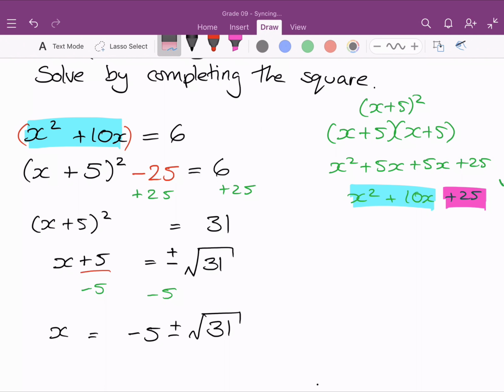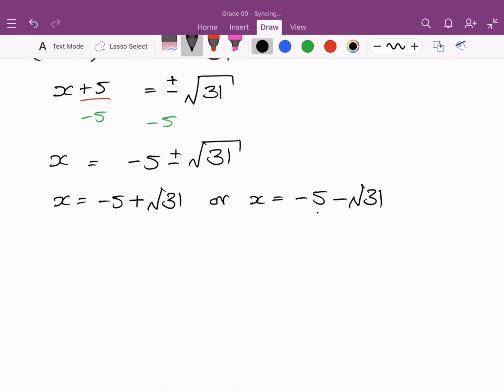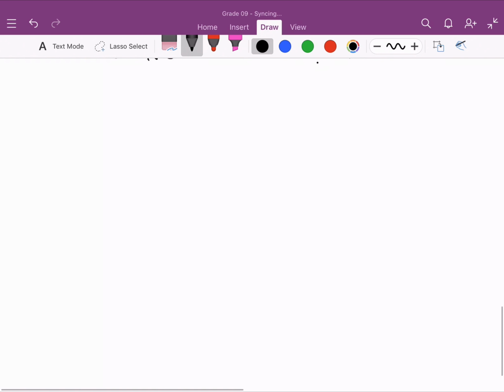So we get two answers for this. One answer is x equals negative 5 plus the square root of 31, or x equals negative 5 minus the square root of 31. So this is an alternative method than using the calculator method for solving a quadratic, but it does work and it gives us the answer. Okay, so even if this had said equal to 0, we'll try a question like that just now. So let's do another one of these.